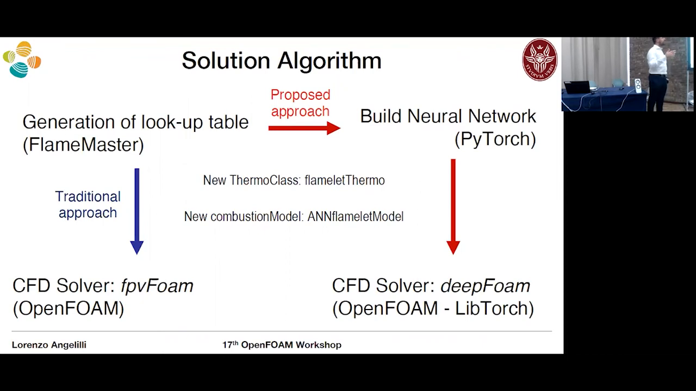The new approach is the one of building a neural network. In this case, this will allow us to interpolate all the tables for all the different parameters, and we can build this with PyTorch and couple OpenFOAM with libtorch, which is the API for libtorch, in case we want to use a C++ code, and in this case read the neural network on the fly.